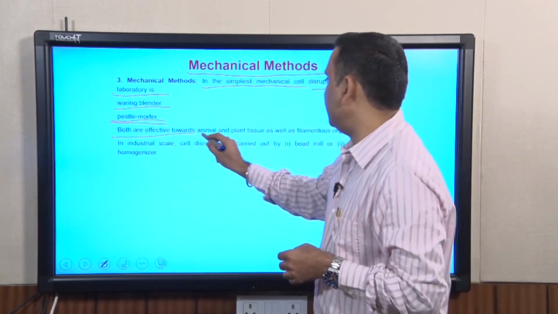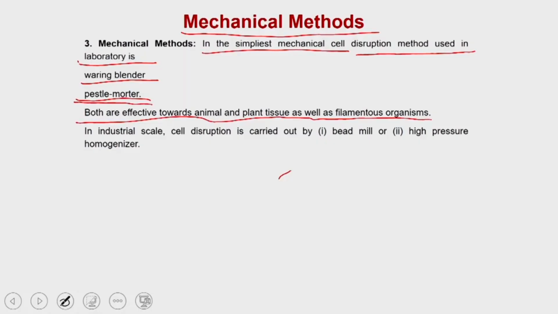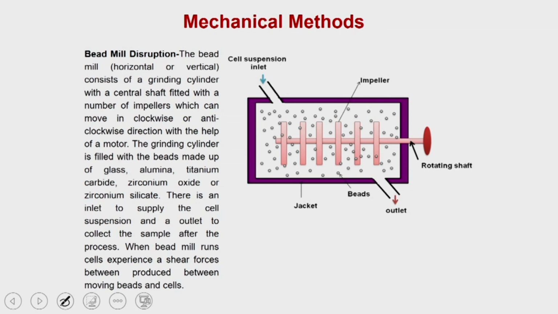Both are effective towards animal and plant cells as well as filamentous bacteria, whereas in the industrial setup the cell disruption is carried out by bead mills or high pressure homogenizers. A typical bead mill disruptor is shown here. It could be a horizontal bead mill disruptor or a vertical bead mill disruptor.